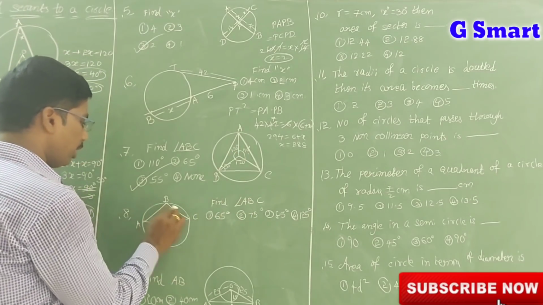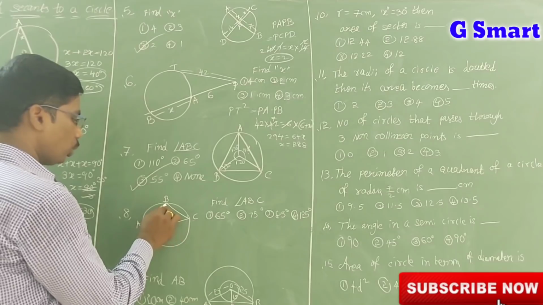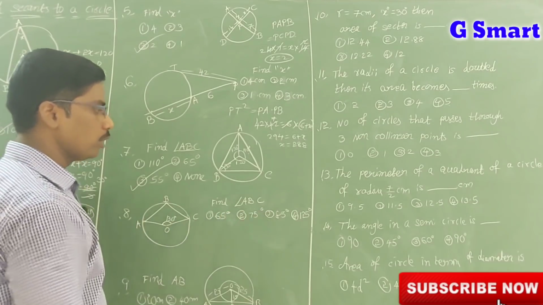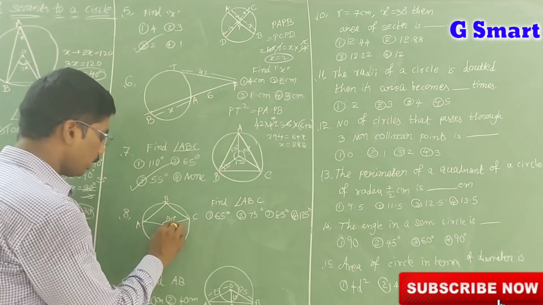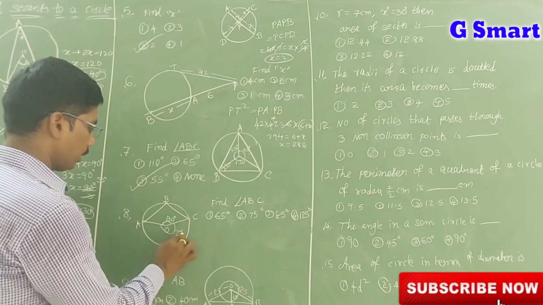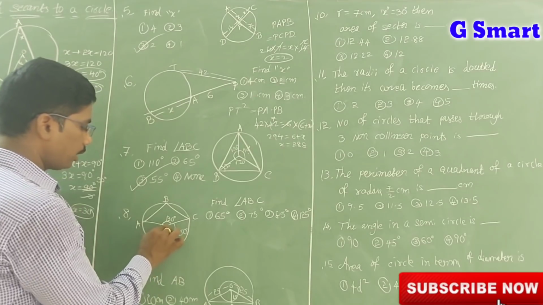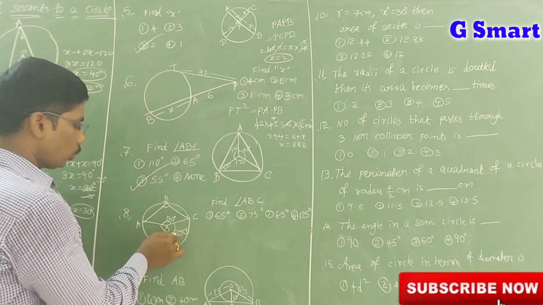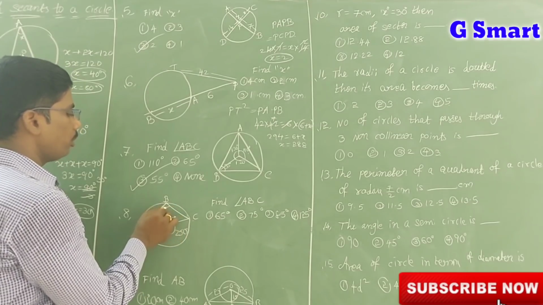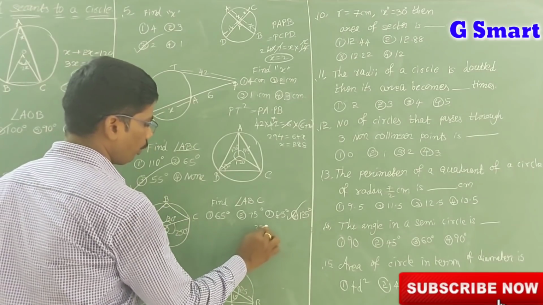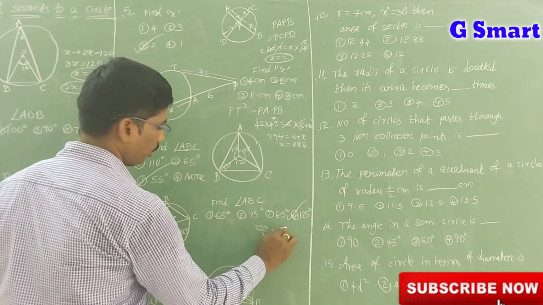Next, find angle ABC. So finding angle ABC, this is 130. You should not say this is 60 degrees, because 60 degrees is not there. You have to say this is 250 degrees. The angle at the center is twice the angle at the remaining part of the circle. So half of 250 means 125 is the answer.